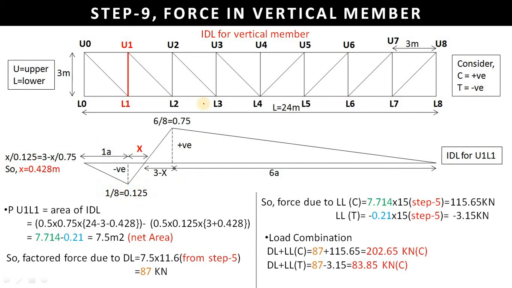Now we will find the value of x. As we know, the width of this particular panel is 3 meter. So if we consider this value as x, then this value will be 3 minus x. So x upon 0.125 is equal to 3 minus x upon 0.75. So we will get the value of x as 0.428 meters, and the other value will be 3 minus 0.428. Now let us find the forces.